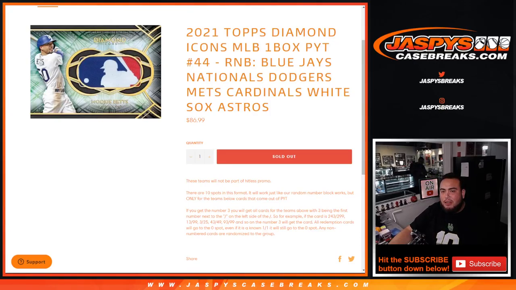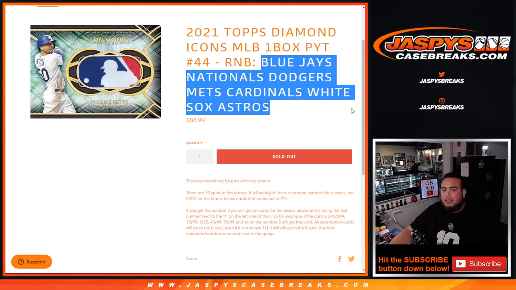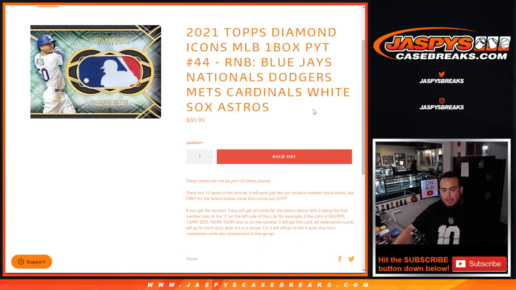2021 Topps Diamond Icons one box break number 44 sells out with this random number block randomizer for the Blue Jays, Nationals, Dodgers, Mets, Cardinals, White Sox, and Astros. You get a piece of all of these teams for a fraction of the price. And again, these teams will not be part of the Hitless promo, but you get a piece of these teams from the numbers 0 through 9.